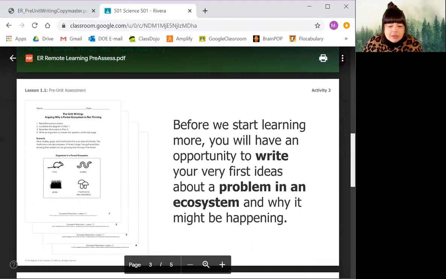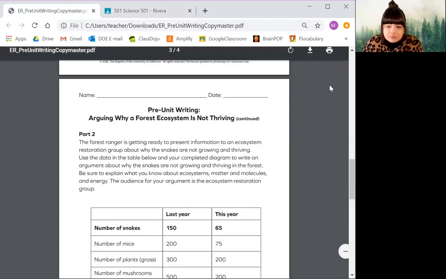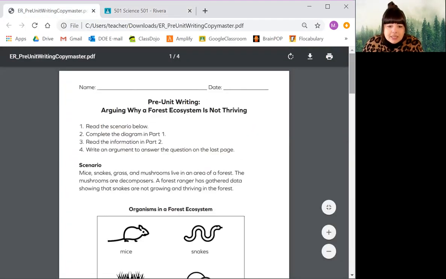Please don't Google it. Please don't get help. I don't care if it's wrong. It doesn't matter. I just want you to do it. But it is 4 pages. So the 4 pages, it starts with this. Let me make it bigger for you.